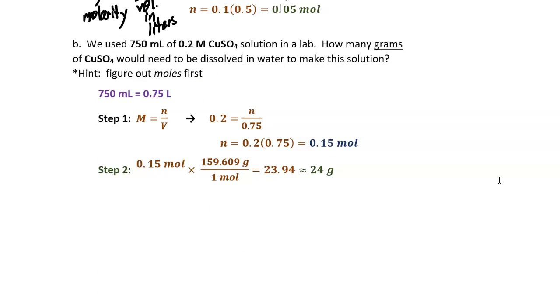Question B, we used 750 milliliters of a 0.2 molar copper sulfate solution in one of our labs this year. How many grams of copper sulfate would need to be dissolved in water to make that solution?